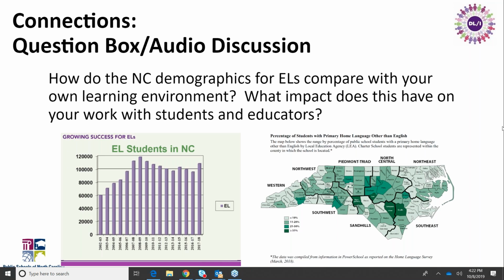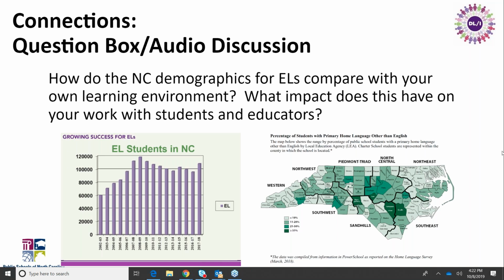Elizabeth said her county is becoming more and more linguistically diverse. Their numbers of English learners seem to come in waves across 3 or 4 years, and her supervisor seems to attribute it to changes in attitudes towards immigrants in their community. I'd be interested in hearing more of that, because I was just going to say, how does this impact the work with the students and educators?